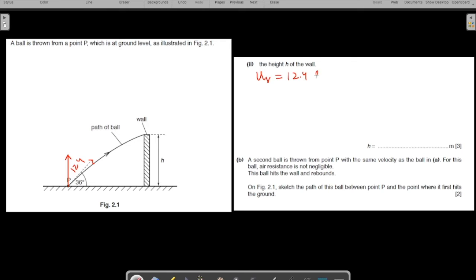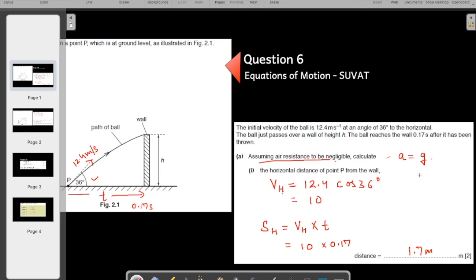12.4 sine of 36 degrees. This is the initial vertical component. You know the initial vertical component, you know the value of acceleration, which is same as g, which is 9.81 meters per second square. You know also the value of time. Is there anything else vertical that you know about? This is a horizontal velocity, you need not care about it. Horizontal displacement, you need not care about it.